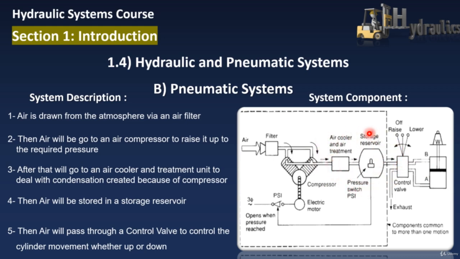Compressibility of gas makes it necessary to store a volume of pressurized gas in a reservoir to be drawn on by the load. Without a reservoir, a slow exponential rise in pressure results in a similarly slow cylinder movement when the valve is first opened. The air treatment unit is thus followed by a reservoir, and then the air will pass through a control valve to control the cylinder movement, whether up or down, in the same manner as a hydraulic system.